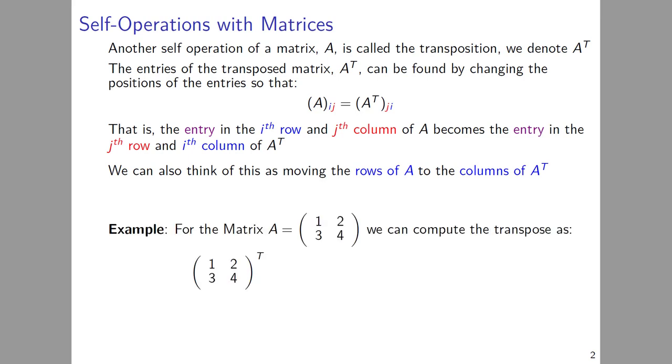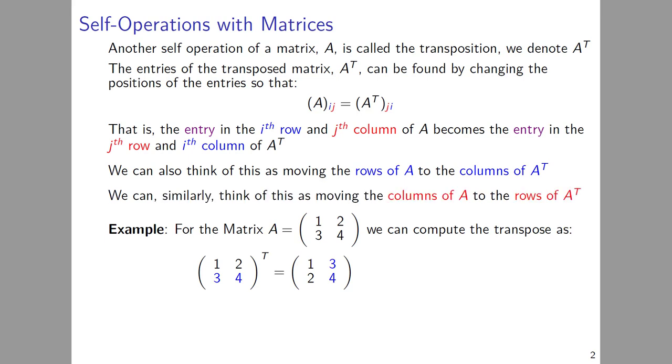For example, for the matrix A equals 1, 2, 3, 4, we can compute the transpose of 1, 2, 3, 4 by shifting the first row of A, 1, 2, to be the first column of A transpose. And the second row of A, 3, 4, becomes the second column of A transpose. So we get that the transpose of 1, 2, 3, 4 is 1, 3, 2, 4.